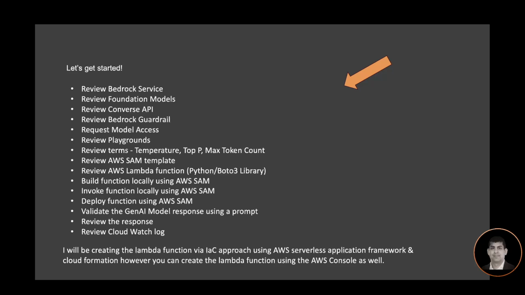I'm going to use Postman to validate the API and the response. Like I stated before, I'll be creating the Lambda function via IaC approach using AWS Serverless Application Model and CloudFormation. However, the same can be accomplished using the AWS console. SAM is a powerful tool for developers to develop and test Lambda function and API endpoint locally before deploying them to the cloud. If you want to learn about creating and testing Lambda function using AWS SAM, please watch my video on Lambda workshop. Link is in the description.